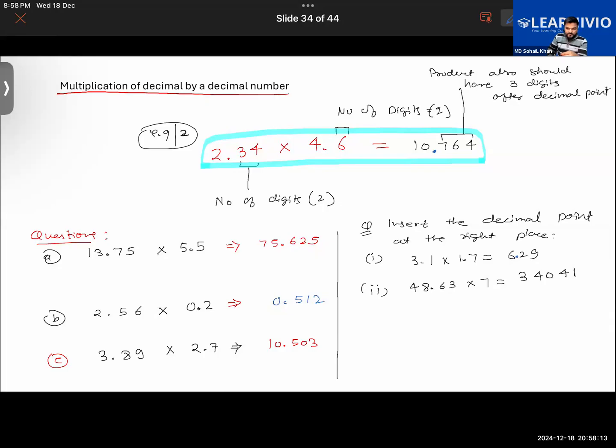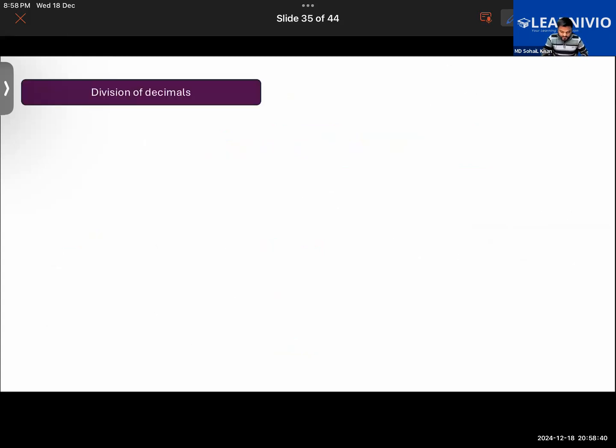Between 2 and 6. And here, between 0 and 4. Which one? Here or here? The second one. Exactly. Very good. So I guess now you have understood how multiplication has to be done. Good. So next we're going to learn about division of decimals.